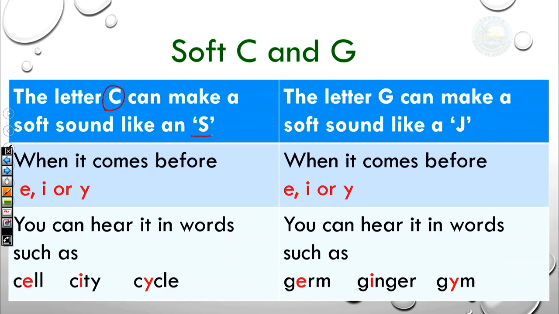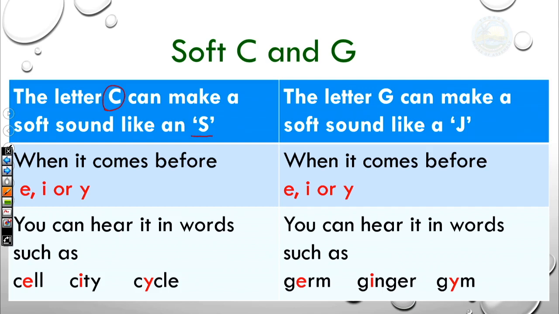In the word cell, city, cycle. The C in these words are soft Cs. The letter G can also make a soft sound. And when the letter G makes a soft sound, it sounds like J. When it comes before E, I, or Y, you can hear that soft sound. For example, in the word germ, we are listening for the J sound.